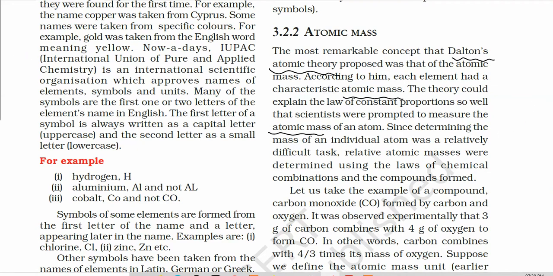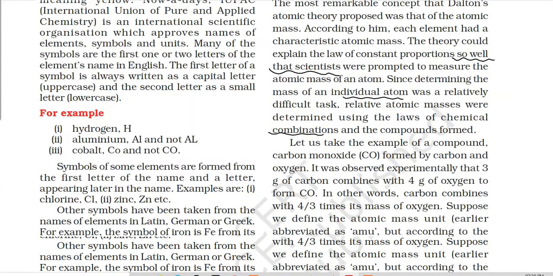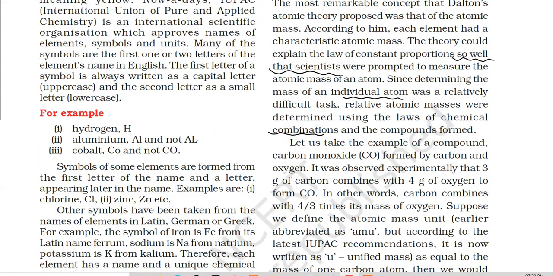They were now eager to measure the atomic mass of an atom after Dalton's atomic theory, which concluded the law of definite proportion. Since determining the mass of an individual atom was a relatively difficult task, as atoms are very tiny and cannot be easily measured, relative atomic masses were used, found by using the laws of chemical combination and the compounds formed.